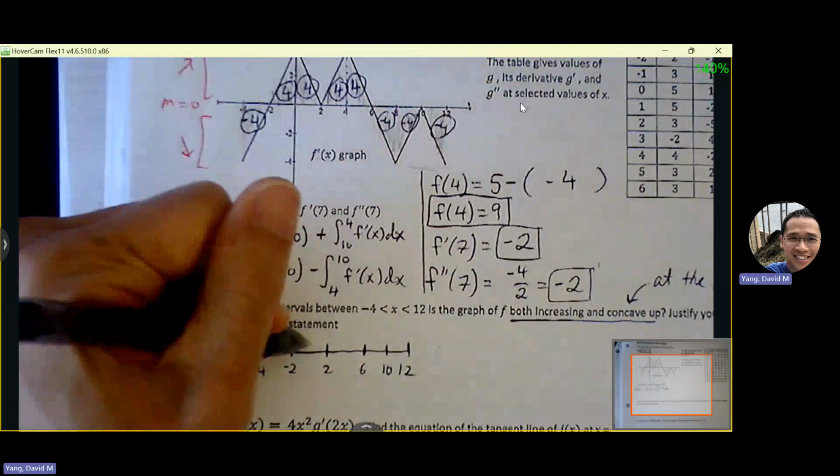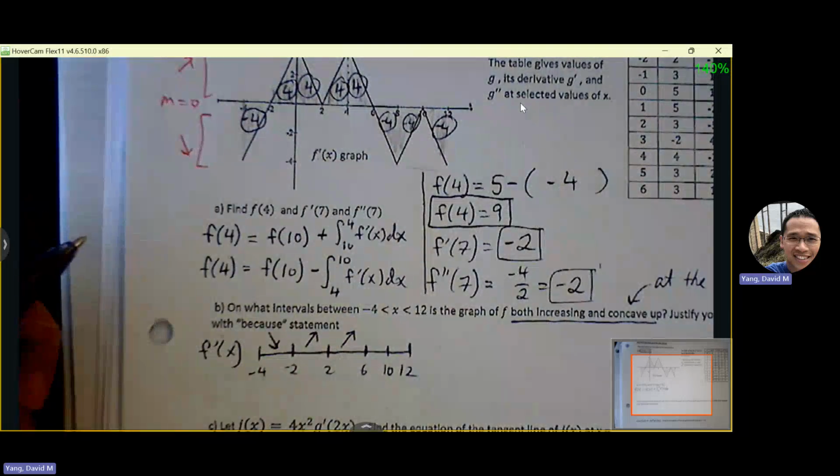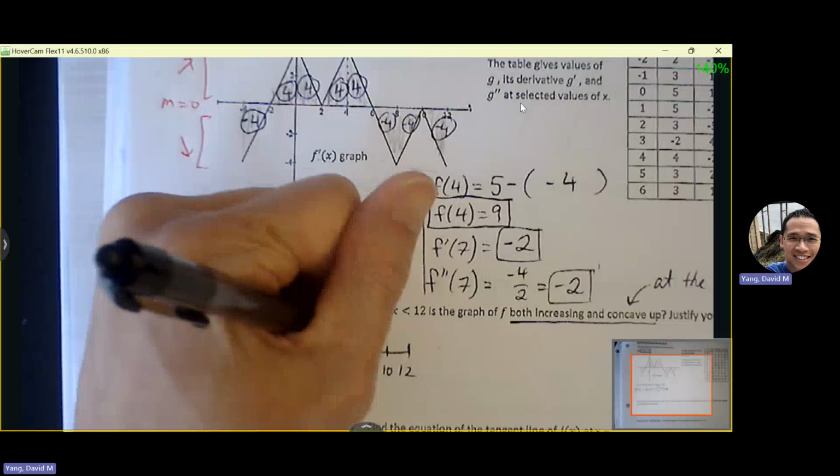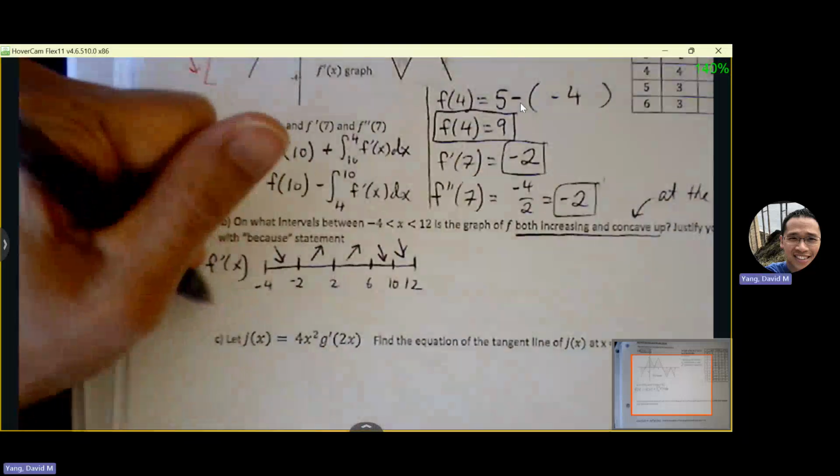Then it goes above the x-axis, positive slope. Still above the x-axis from 2 to 6. From 6 to 8 is below. From 10 to 12, also below. Okay. F double prime.